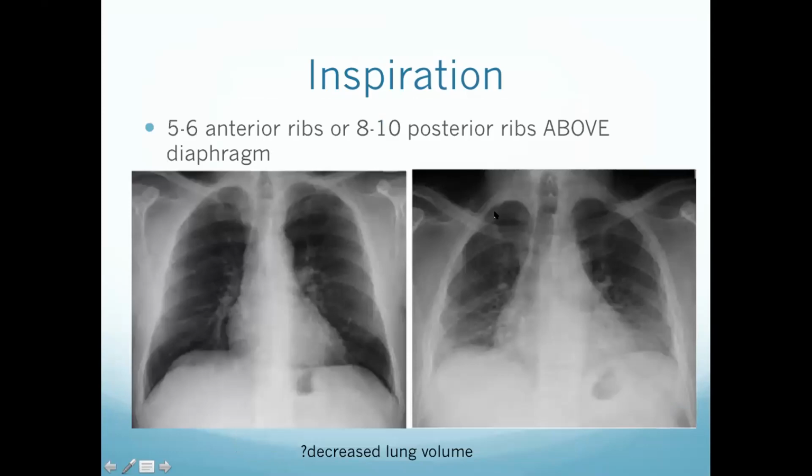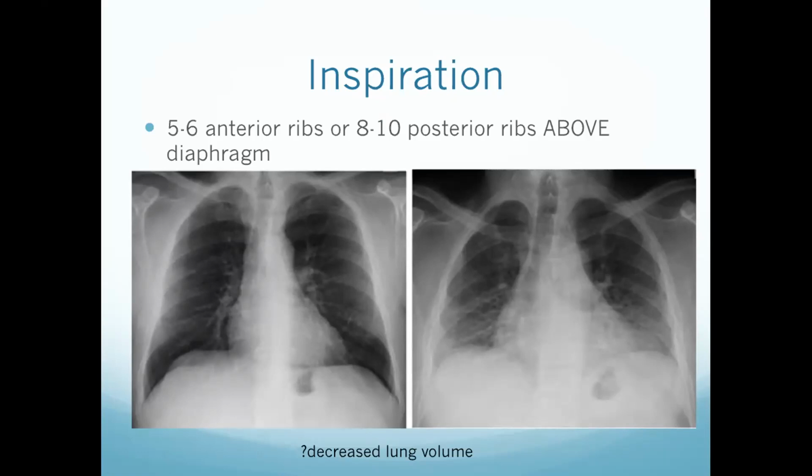With inspiration, as you know, when people have an X-ray, they're asked to take a deep breath in. This is to help visualize the lungs better. So you can use either anterior or posterior ribs when you're counting to see if it's any good. It's 5 to 6 anterior, 8 to 10 posterior.